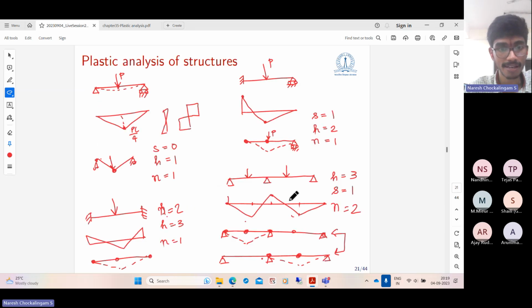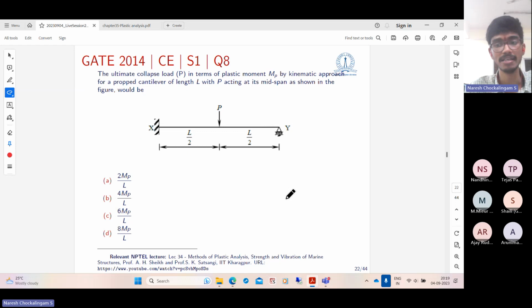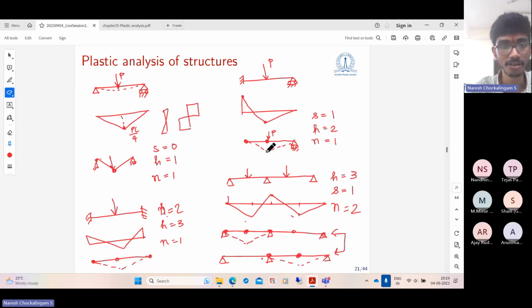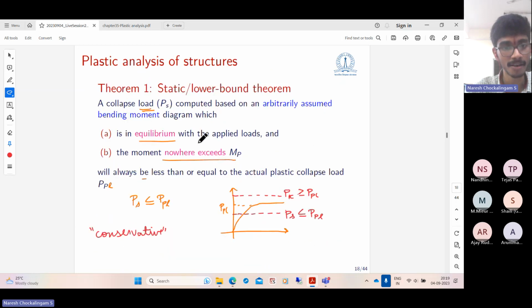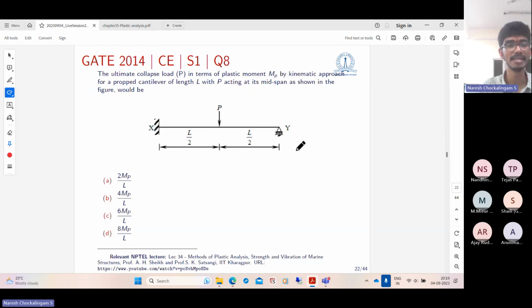So maybe we don't, let us solve one problem and we'll have the rest for the next session. We'll just solve this. It will not take much time at all. As I said, the concepts of plastic analysis are a little involved. You need to know all these things. But when you solve a problem, it is actually quite straightforward.